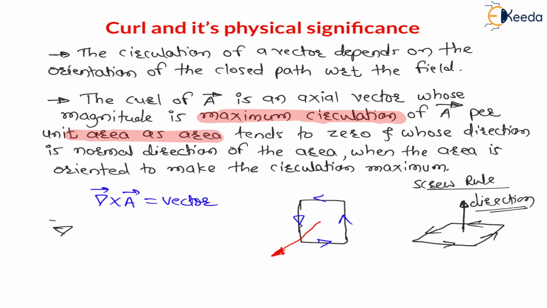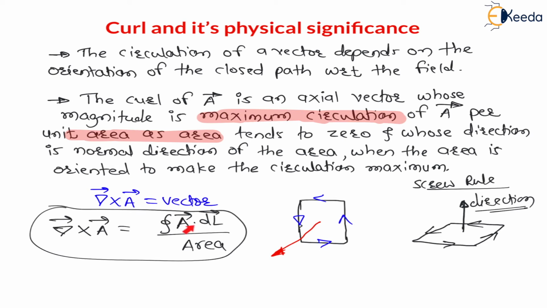Therefore, the magnitude of del cross A is nothing but, for a closed loop, for any vector field, we have to take the line integral divided by area. Right? This is the magnitude. We have to find the line integral for the closed loop and divide by the area of this surface. Then we will get the curl of that particular vector field, right? And the direction will be perpendicular to the area. For anti-clockwise direction it will go outward, and for clockwise direction it will go downward, right?